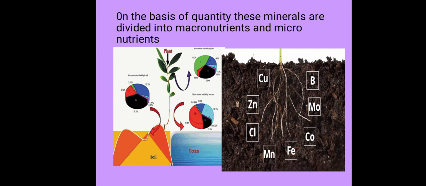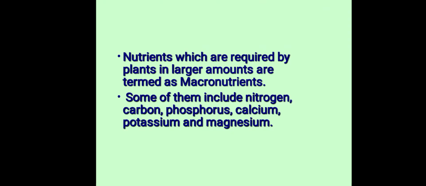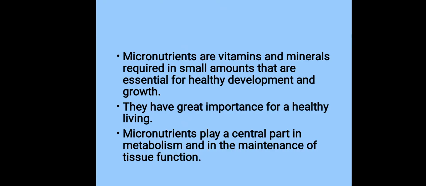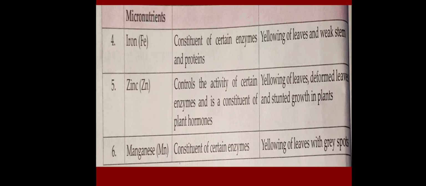On this basis, minerals are divided into macronutrients and micronutrients. Nutrients which are required by plants in larger amounts are called macronutrients. Examples are nitrogen, phosphorus, and potassium. Micronutrients are vitamins and minerals required in small amounts that are essential for healthy development and growth. Iron, zinc, and manganese are examples of micronutrients.